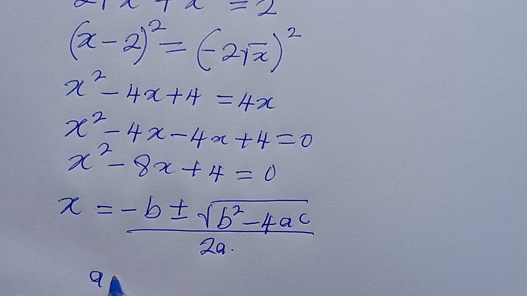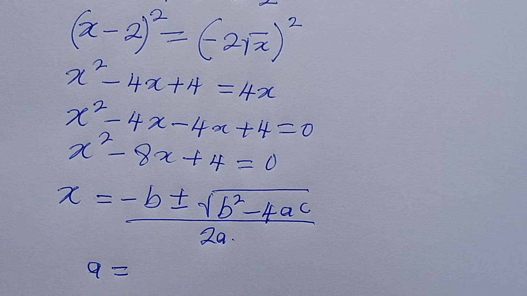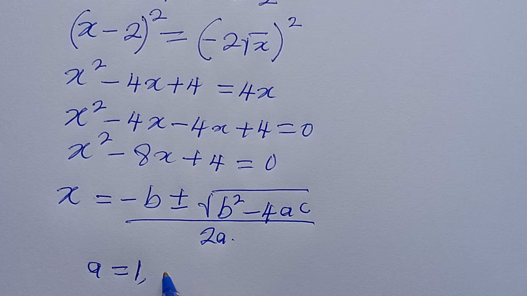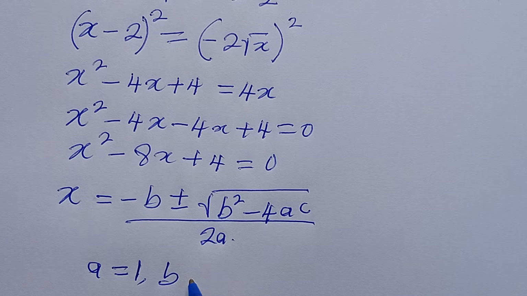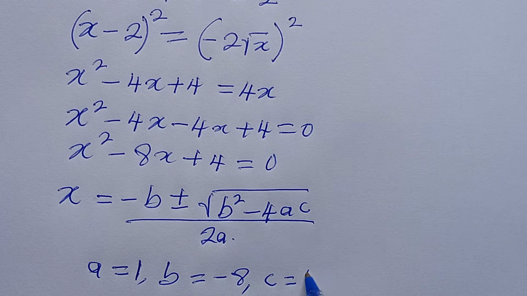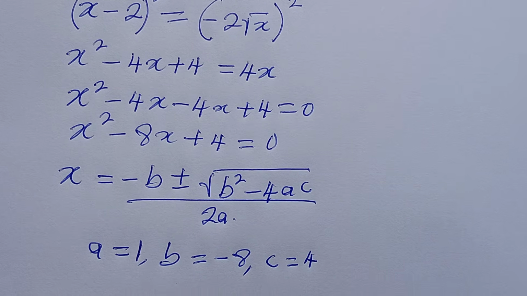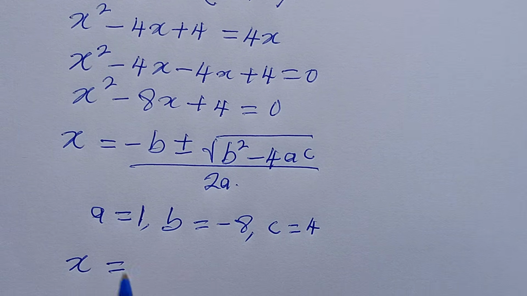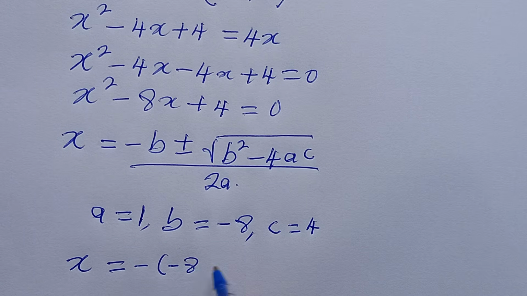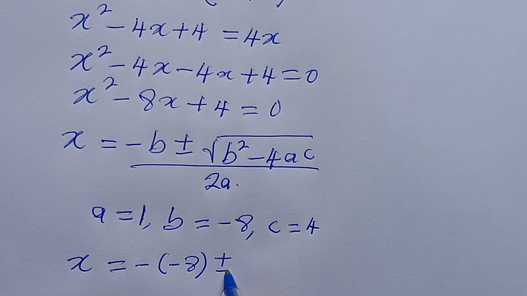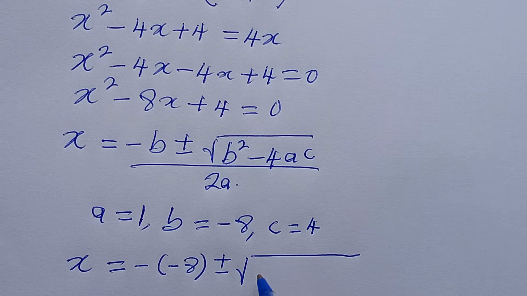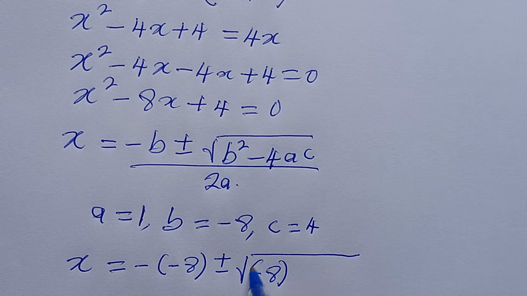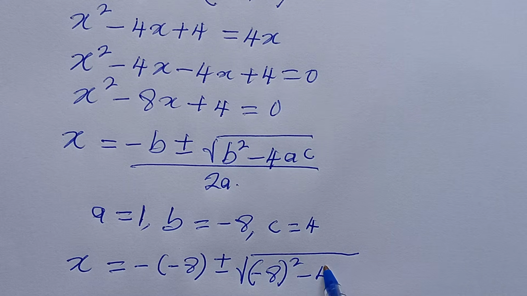So our a from the given equation is the coefficient of x squared, which is 1, and our b is the coefficient of x, which is minus 8, and our c is positive 4. So putting these quantities into the formula, this is going to give us x equal to minus (minus 8), plus or minus the square root of (minus 8) all raised to the power of 2, then minus 4 times 1 times 4.